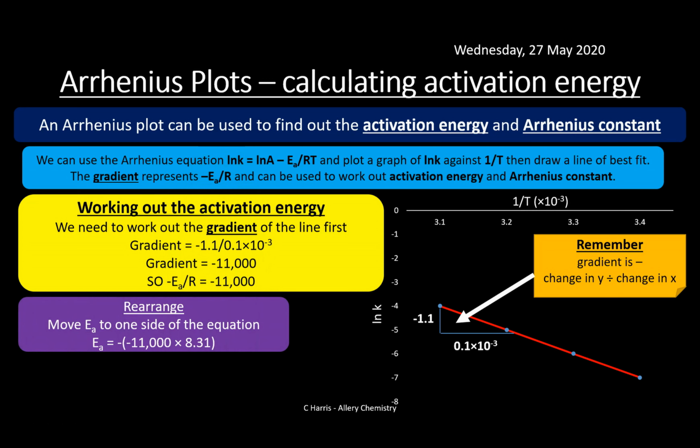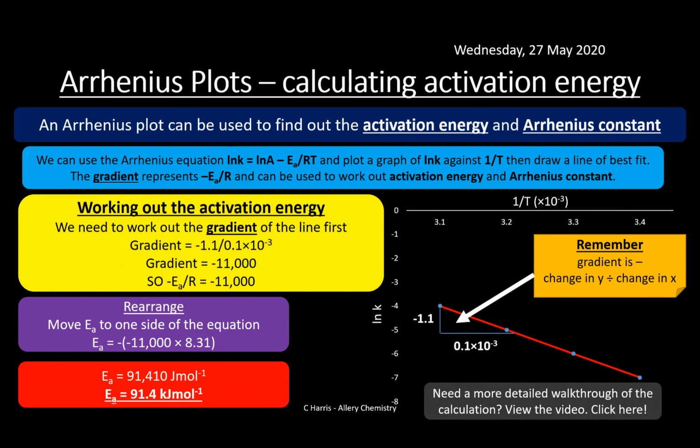So what we're going to do is rearrange this equation, moving EA to one side. So EA, which is this bit, equals minus 11,000, or minus 11,000 times 8.31, because that's our gas constant. And then we should have EA to be 91,410, or 91.4 kilojoules per mole.